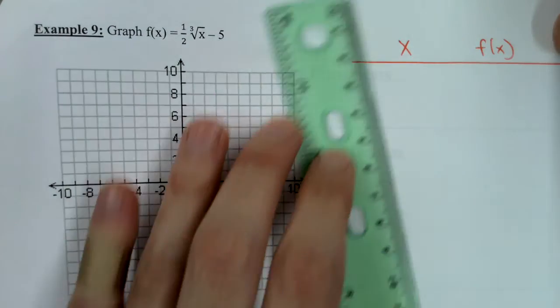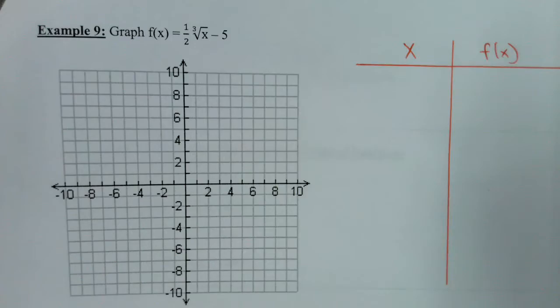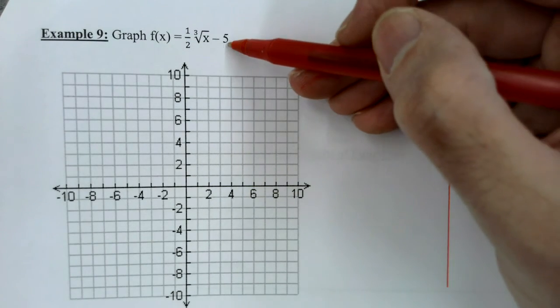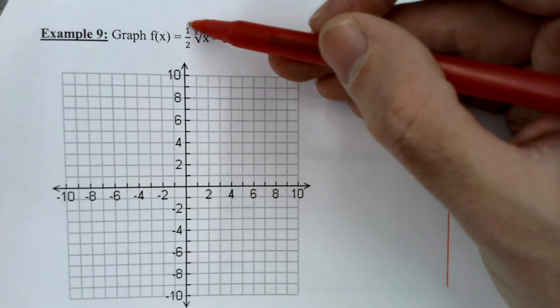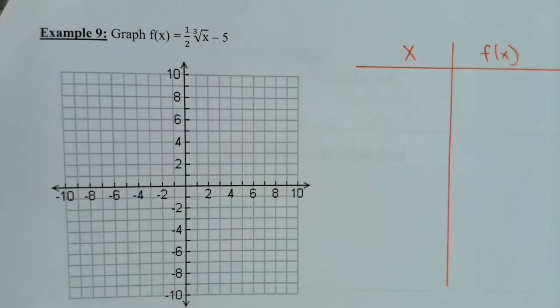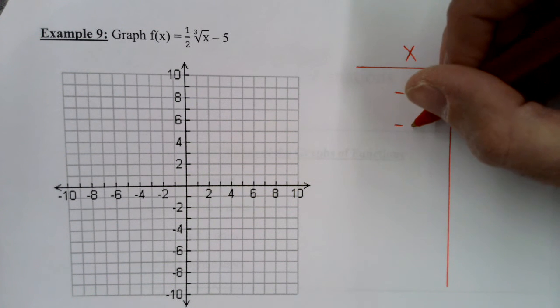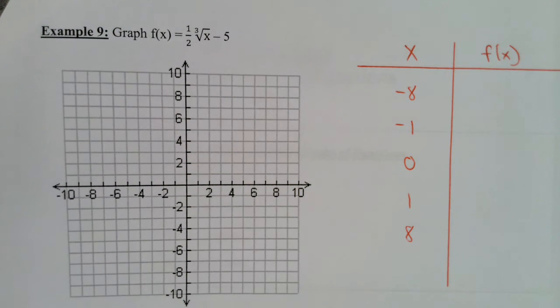Let's make a table. Think back to last class when we graphed the cube root of x. This is going to be the cube root of x. It's going to be shifted down 5, and it's going to be a little wider than normal. So for the x values, I'm going to pick -8. I'll pick -1. I'll pick 0. I'll pick 1. I'll pick 8.